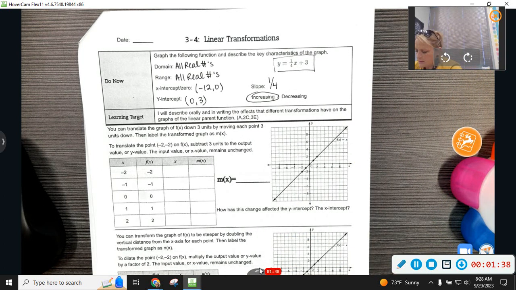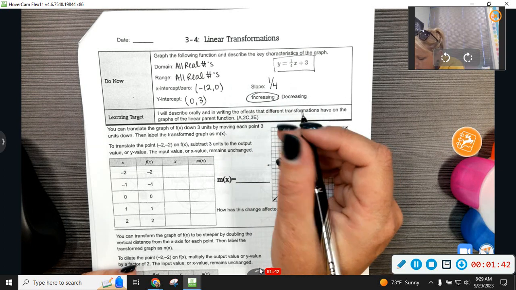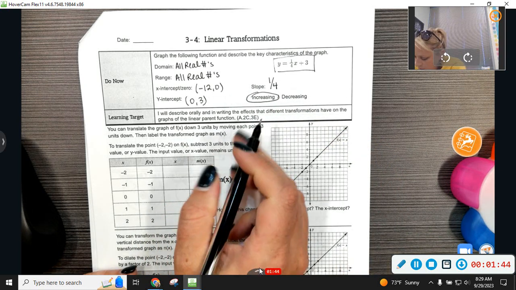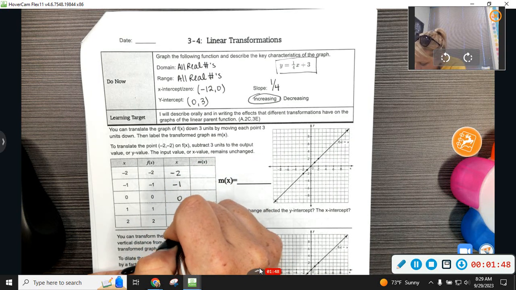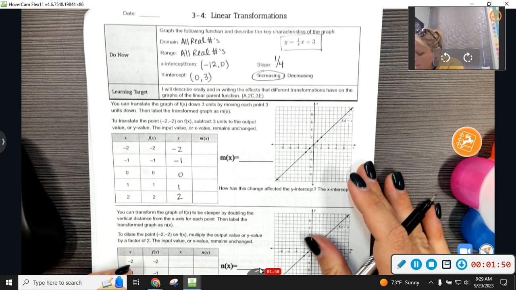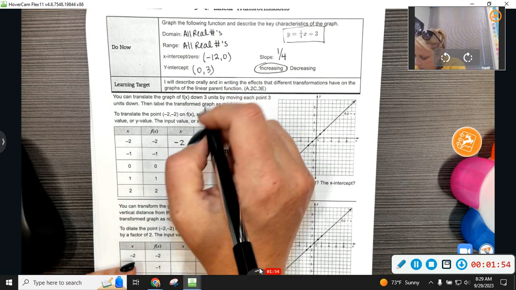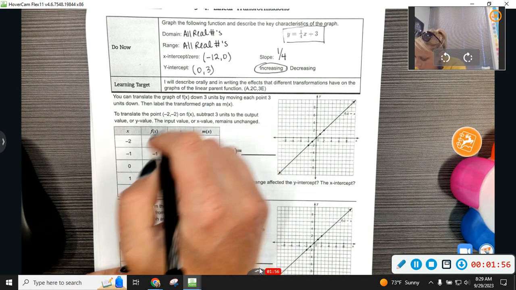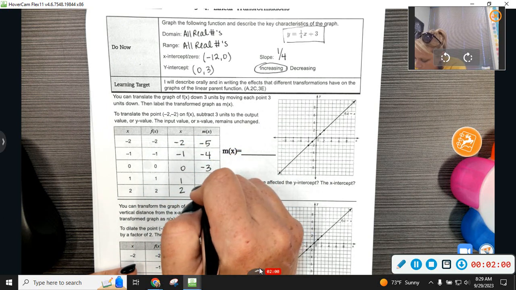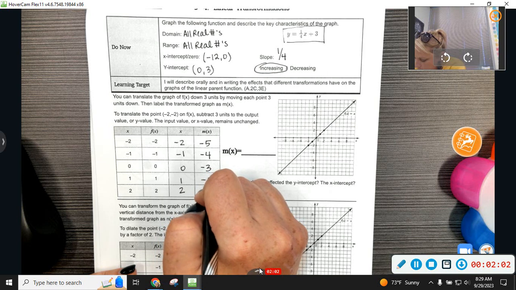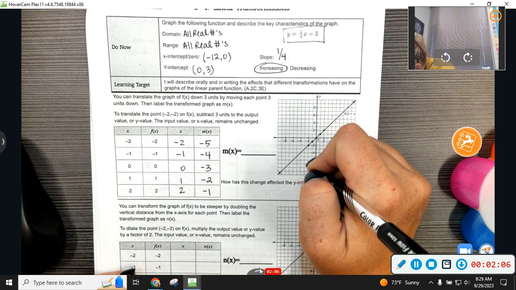So to translate it on f of x, we subtract 3 units to the output value or y value. The input value remains unchanged. So these x's are going to stay the same. But then my y's are going to shift down 3 units. So I will subtract 3 here, which would give me -5. Subtract 3, give me -4, -3, -2, -1. And then we are going to graph that.